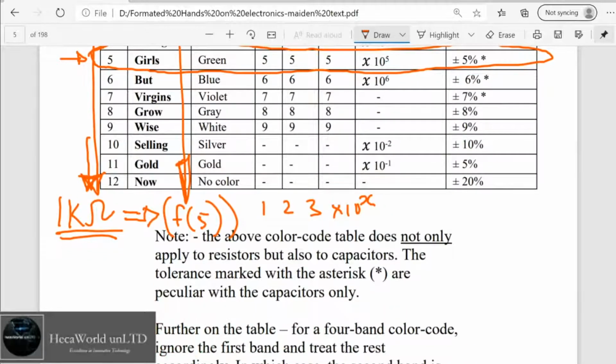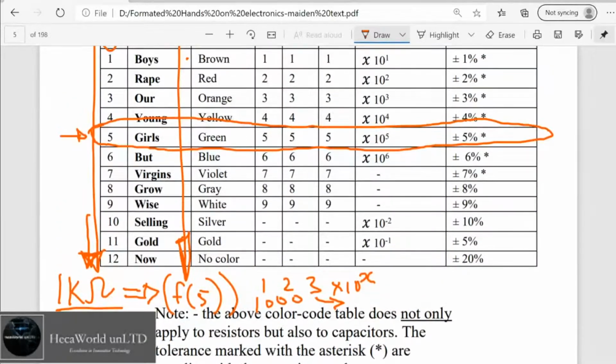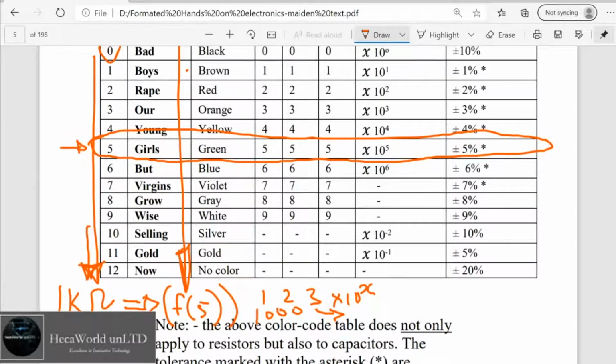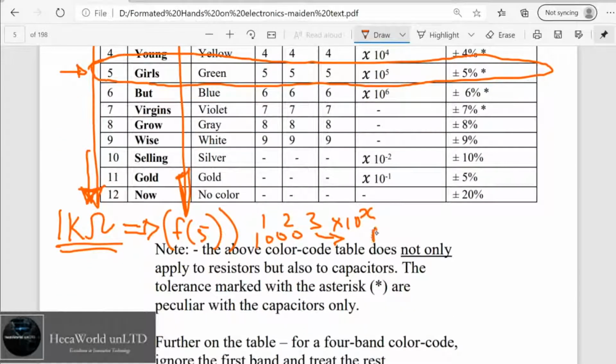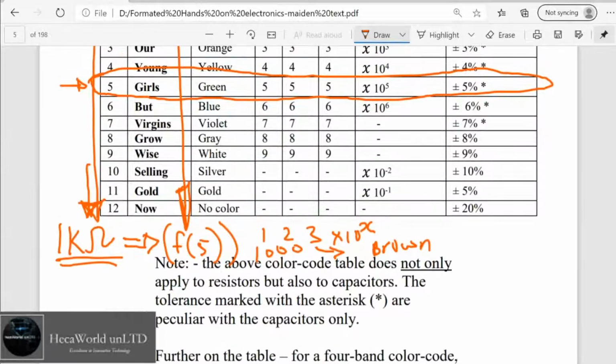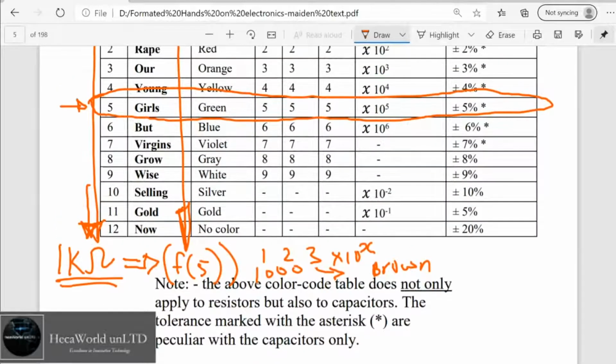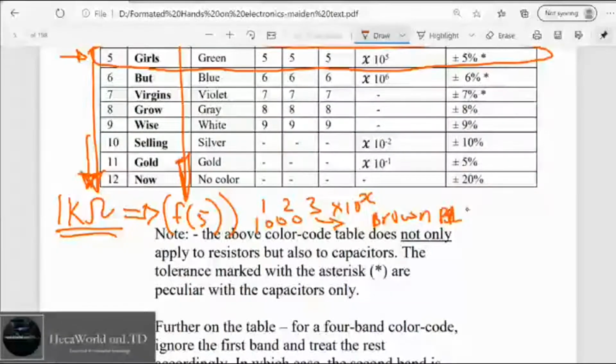So let's use 5 bands then. How do we get 1,000? 1,000 really is 1, 0, 0, 0. So the first band is 1, and we know from this table that 1 is brown. So the first color is going to be brown. The next color is also a significant digit, but it's 0. The third one is black, so 2 blacks, right?